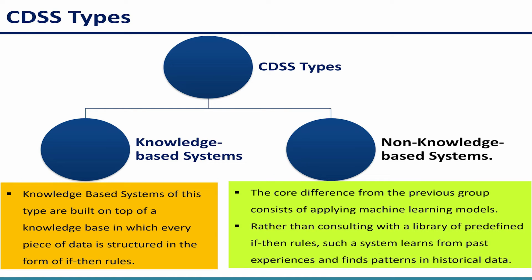Second, we have the non-knowledge-based system. The core difference from the previous group is that it applies machine learning models rather than consulting a library of predefined if-then rules, so the system learns from past experience and finds patterns in historical data. Based on the knowledge, we take some decisions to support a particular disease. Those decisions are stored, and the non-knowledge-based system reuses those previous decisions the next time. That type is called the non-knowledge-based system.